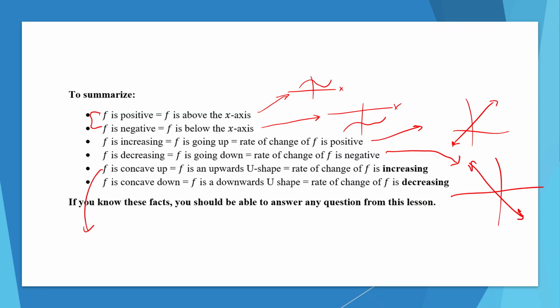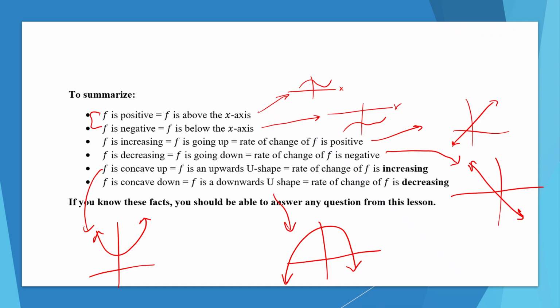If a function is concave up, that just means it has an upwards U-shape. If a function is concave down, that means it has a downwards U shape. And any concave up means the rate of change is increasing. And any concave down means the rate of change is decreasing there, right? If you can memorize this, then you should answer any question from this lesson.